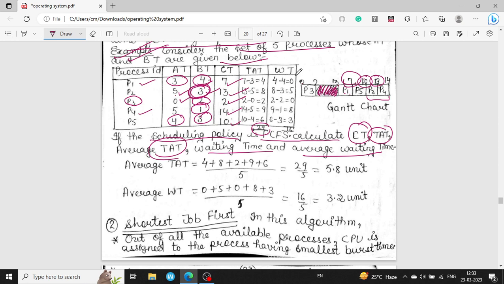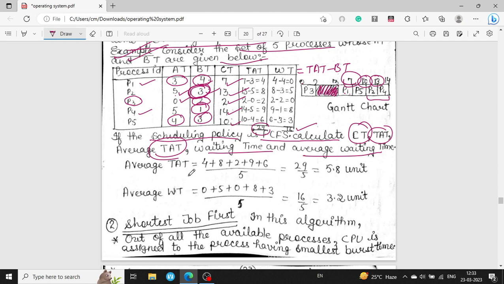Now waiting time. How to calculate waiting time? For this we use the formula turnaround time minus burst time. 4 minus 4 is 0, 8 minus 3 is 5, 2 minus 2 is 0, 9 minus 1 is 8, and 6 minus 3 is 3. When we add all these values we get 16. This is the total waiting time.